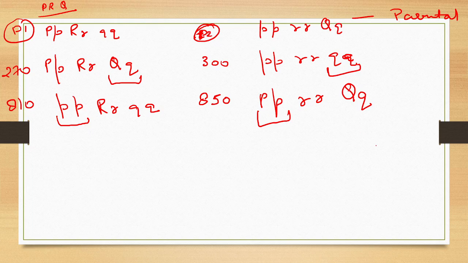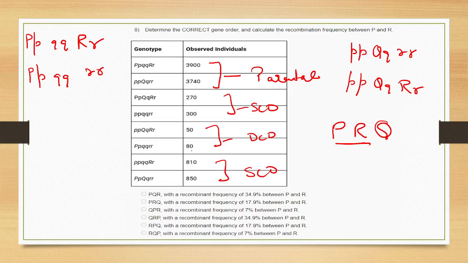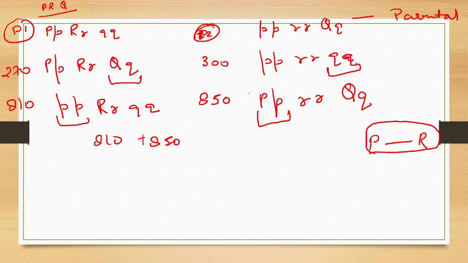As we have to calculate the recombination frequency between P and R, we have to take into consideration all the recombinations that have happened in P and R. So what are the recombinations that have happened in P and R? This is 810, which has happened in P, plus 850, which has happened in P, and in R, what were the two recombinations? The double crossovers, 50 and 80. So 50 plus 80. So how much will it come?